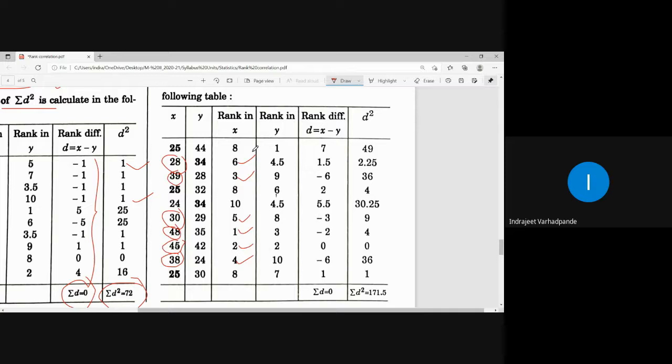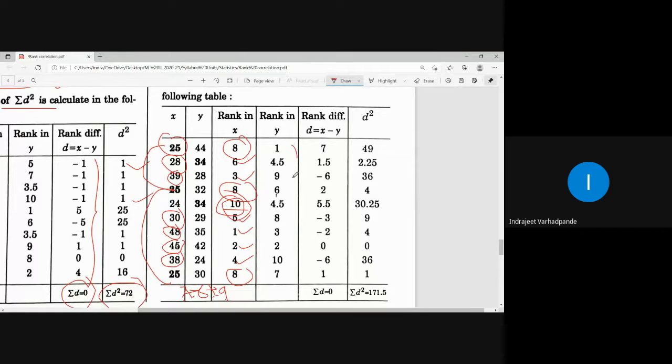Now there comes the number 25. 25 is repeated 1, 2, 3 times. Rank up to where has it reached? 6. 7 plus 8 plus 9 divided by 3 is 8. So this is assigned rank 8, 8, 8. Then 24 will be assigned rank 10 because it has reached 9. 7, 8, 9 that is over. So this will be assigned rank 10.